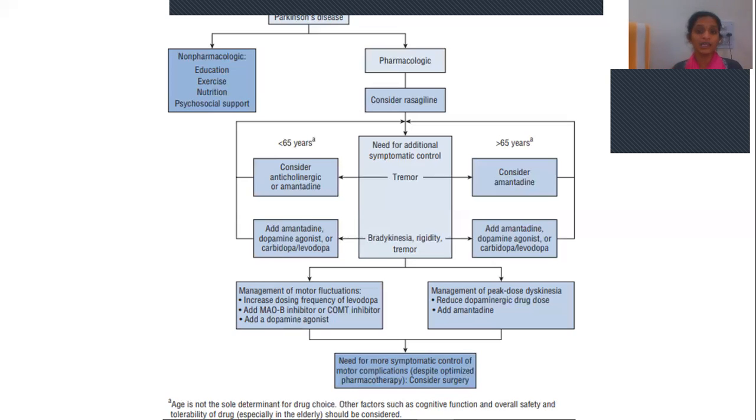Greater than 65, only amantadine. If bradykinesia, rigidity and tremor are there, then we add amantadine and carbidopa or levodopa. The same applies for age greater than 65 years. Even after taking these medications, if the patient's motor fluctuations are not improving, then we have to increase the dose. If the patient is complaining of side effects because of a high dose, then we have to decrease the dose. Even after using all these medications, if the patient is not responding, then we have to go for a surgical procedure.